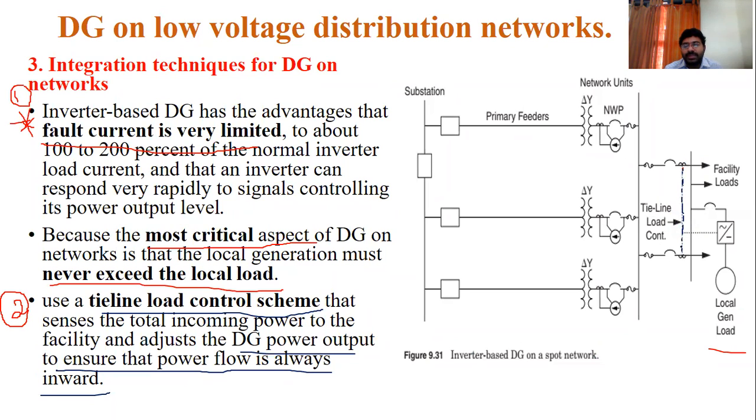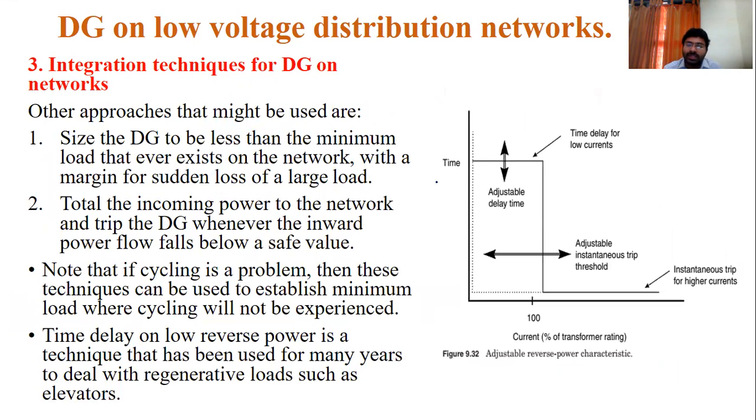Whenever you are using this technique, the amount of load we deliver from this DC to the spot network is always less than this. Remember, this DC driving capability and load capability is always less than this spot network. Then what are the other approaches? We are discussing two approaches: the inverter based one, and in addition to the inverter, adding a tie line. These are the other approaches.